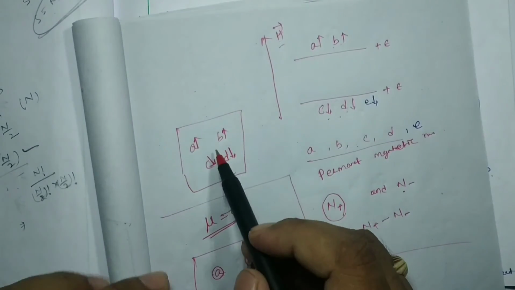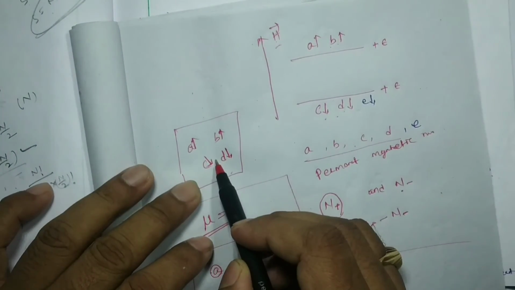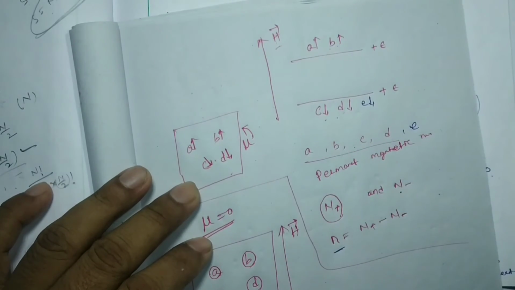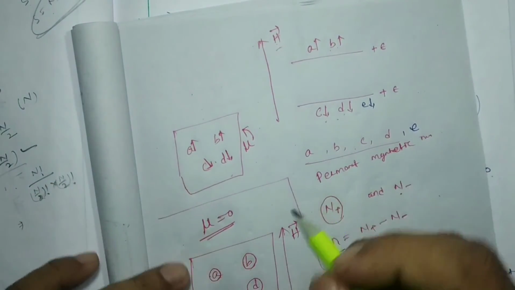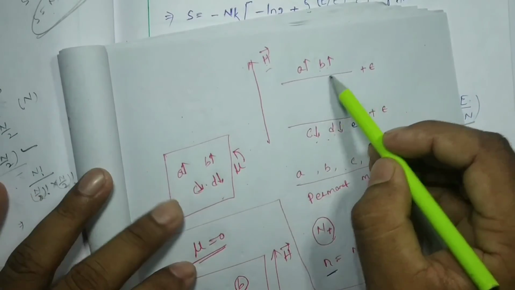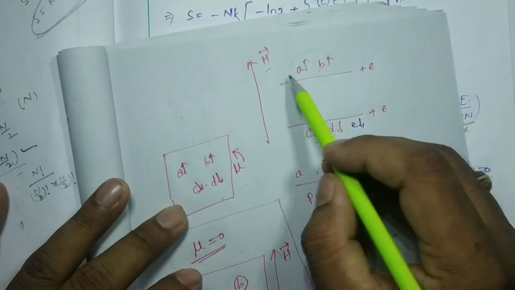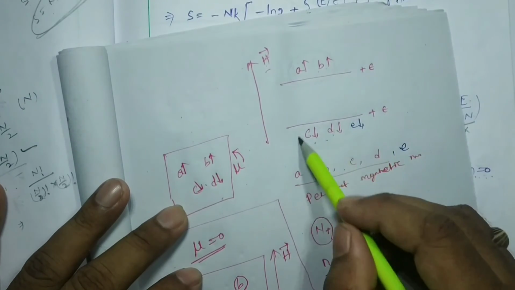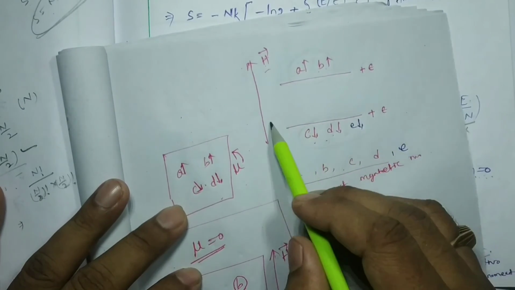So if they have permanent magnetic moment, then we can say these number of particles are going to be parallel with the applied magnetic field, and these number of particles are going to be anti-parallel with the applied magnetic field.